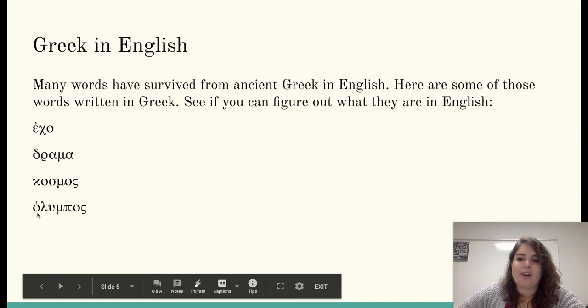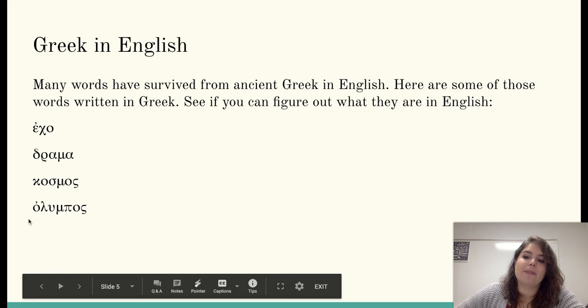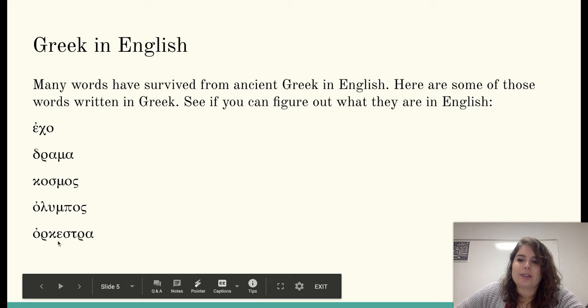And then we have omicron, lambda, upsilon, mu, pi, omicron again, and sigma. This is Olympos. So this is what we talked about last week. The Greek gods lived on Mount Olympus. So this is Olympus. And this is one of the cases where the upsilon is going to become a Y in English. And then we have omicron, rho, kappa, epsilon, sigma, tau, rho, and alpha.